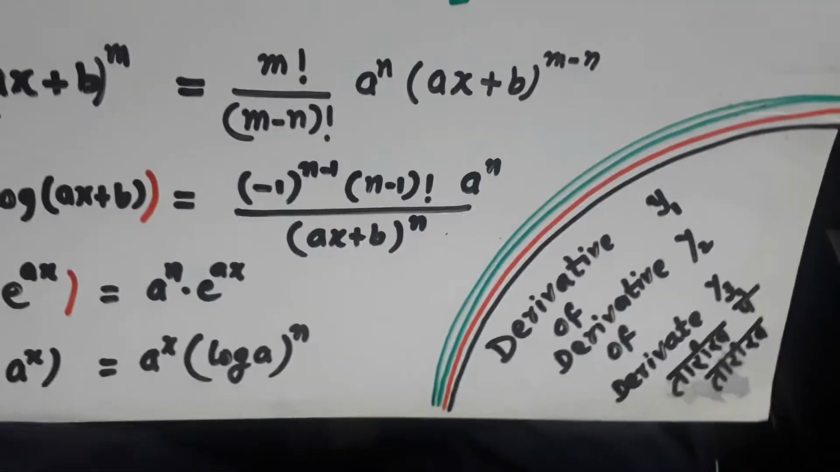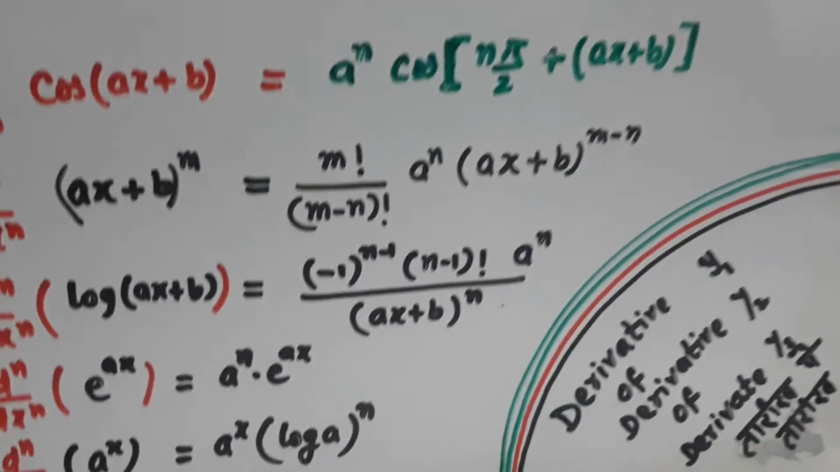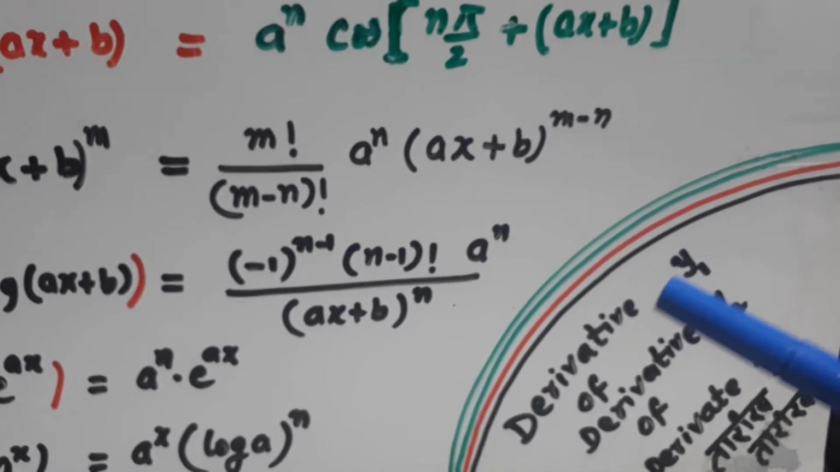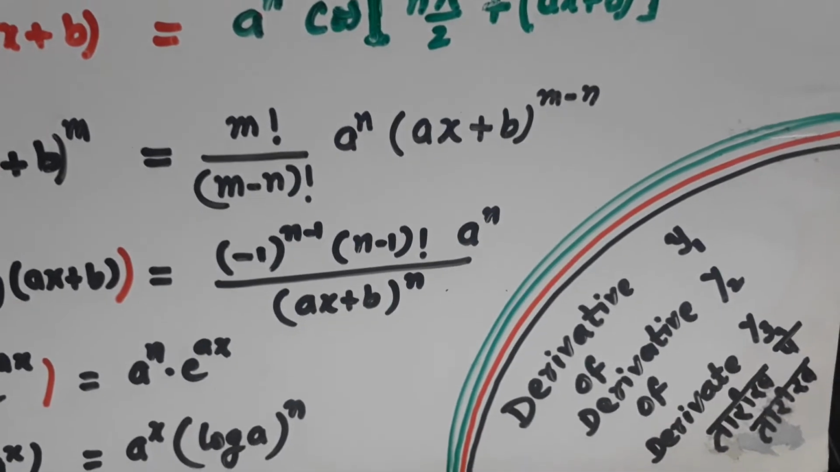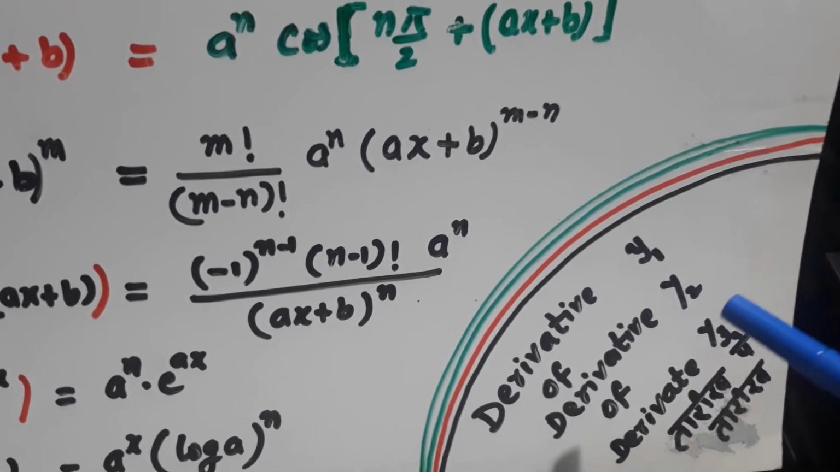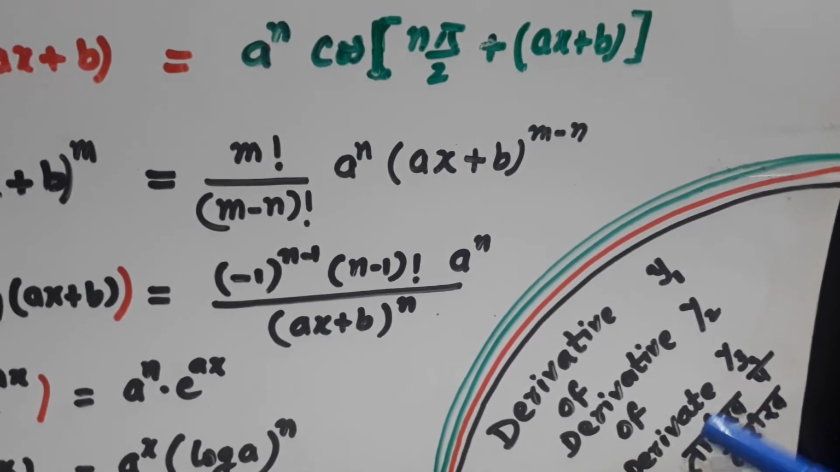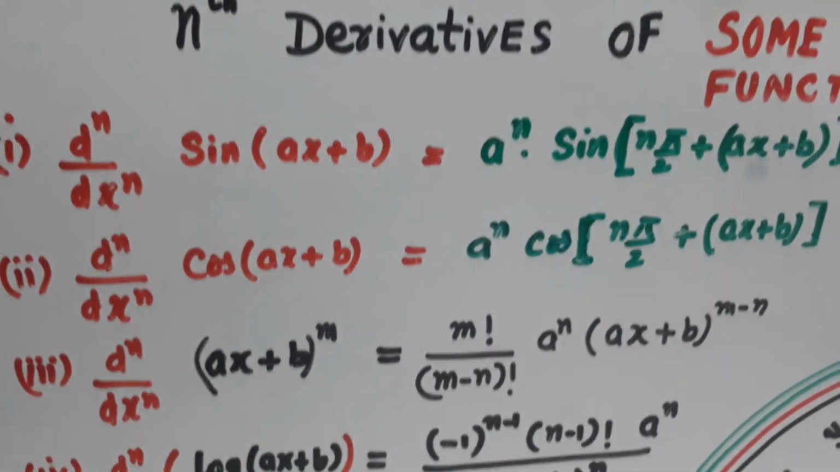This is what we wanted to have today. They are the successive derivatives. Look here, derivative of y is y1, y1 का डेरिवेटिव y2, y2 का डेरिवेटिव y3. This is called तारीख पे तारीख. So this is what I wanted to teach you today.